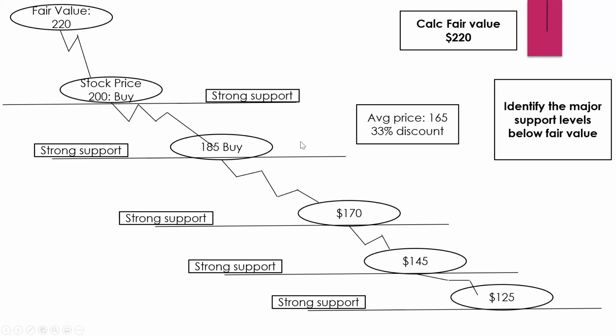Even though your average price is 165 and the fair value is 220, you bought at a 33% discount. Now you can ask me, what if the stock goes from 125 to 100 and I'm done investing my $10,000 on this stock? Don't worry. Even if it goes to 100, 80, 70, don't worry at all, because this is not a pharma or biotech stock that can go to zero.